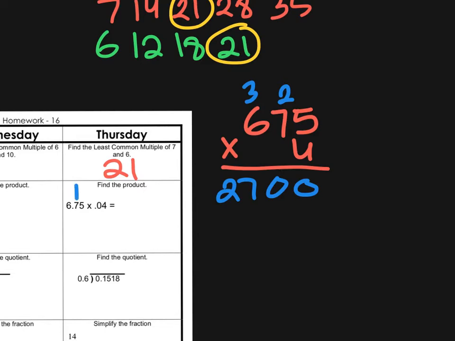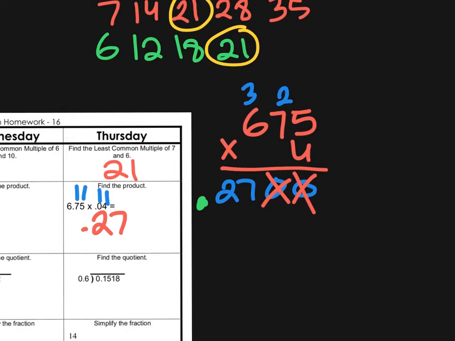However, we have 1, 2, 3, 4 numbers behind the decimal. So it goes right there. Our final answer is going to be 0.27. We don't need to add these zeros because they don't matter at the very end of a decimal. So it'll be 27 hundredths.